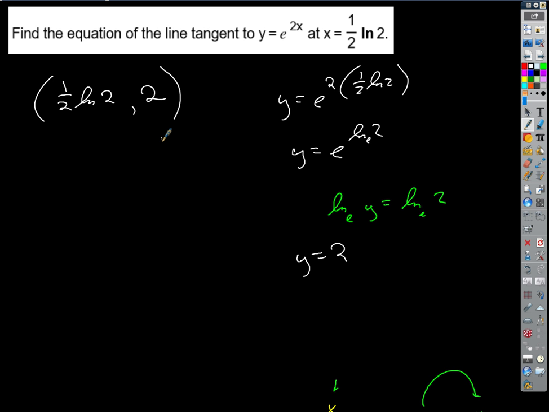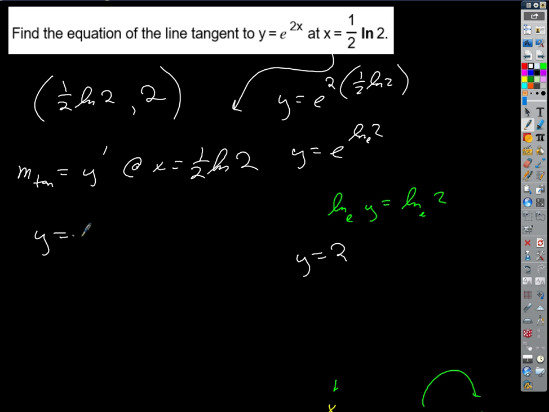Now we just need a slope, right? Well, the slope is going to be y prime at x equals 1/2 natural log 2. So we would have to just evaluate the derivative at that place. So what is the derivative? If y equals e to the 2x, what's y prime?